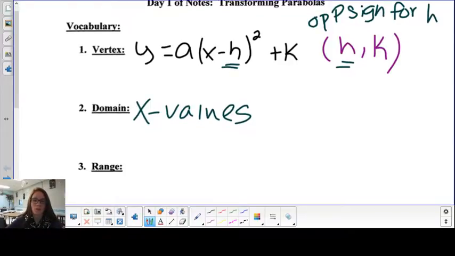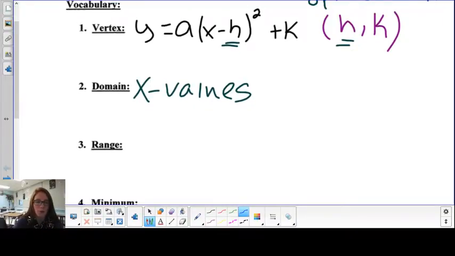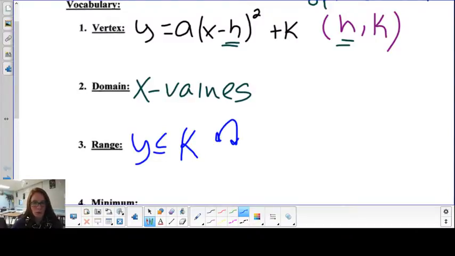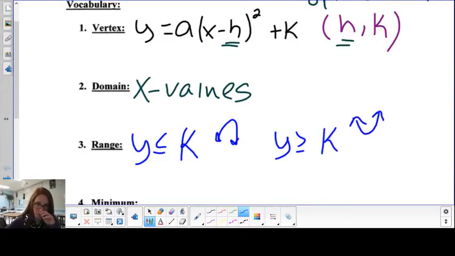Your range deals with your y values, and most specifically, you're either going to have y is less than or equal to something, and that something is going to be the k of your vertex. That'll be if your parabola opens down. Or your range will be y is greater than or equal to your k value if your parabola opens up. And we'll talk about that once we really get working. It probably makes no sense right this second, but trust me, it'll be up or down based on that value.